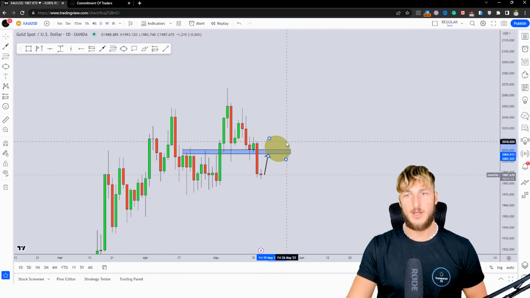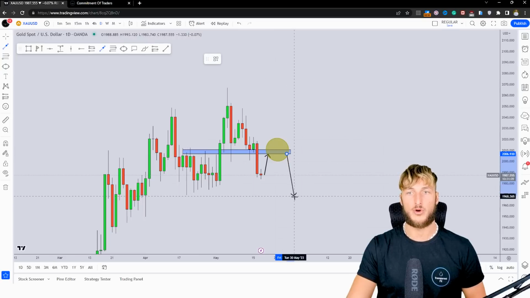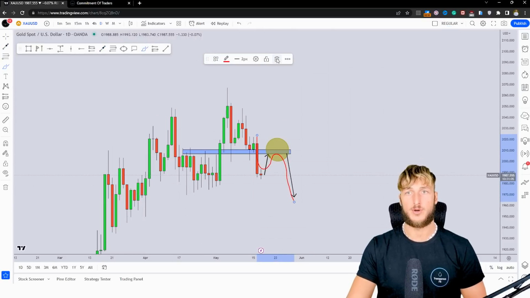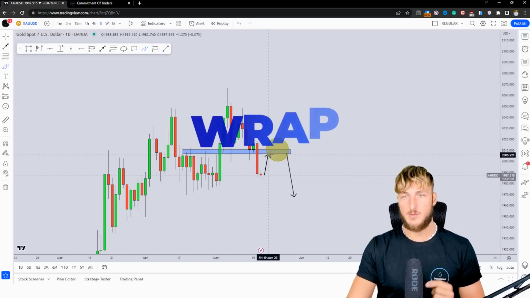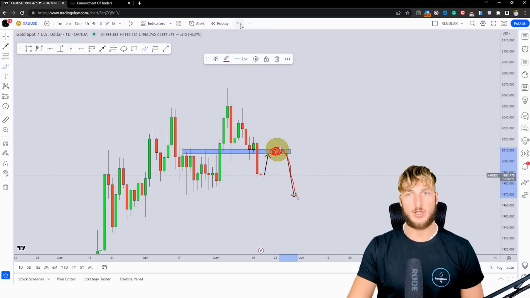This could be a very interesting area, where institutions might be adding more shorts, and from where at that point we could see more bearish continuation. So if the market will retrace to this resistance area, we could be approaching a potential move lower.